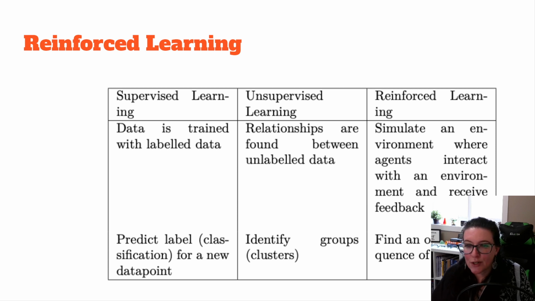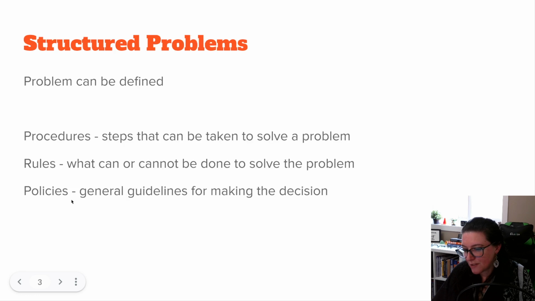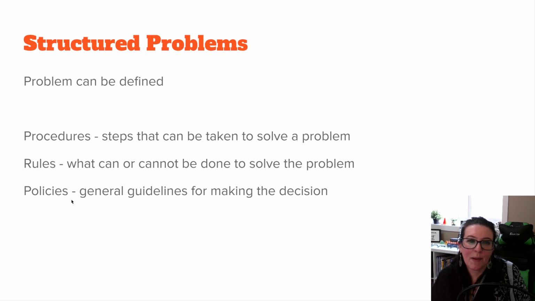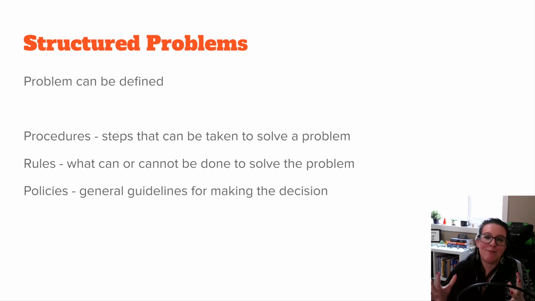And reinforced learning, we're simulating an environment where agents interact with the environment and receive feedback. So we need to identify rewards for behavior, come up with the constraints for that behavior, and we're looking at the steps in the process. So we're trying to find the optimal sequence of actions. Now, when we do reinforced learning, we're doing structured problems. That is, we are assuming that the problem is well defined, that we can fully define the environment.